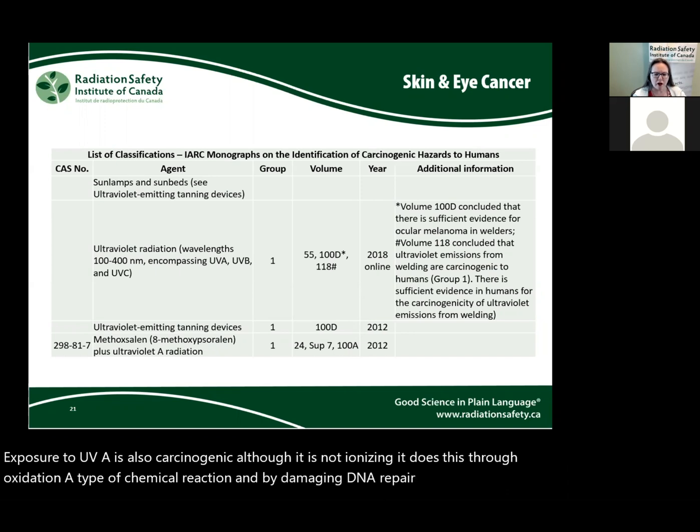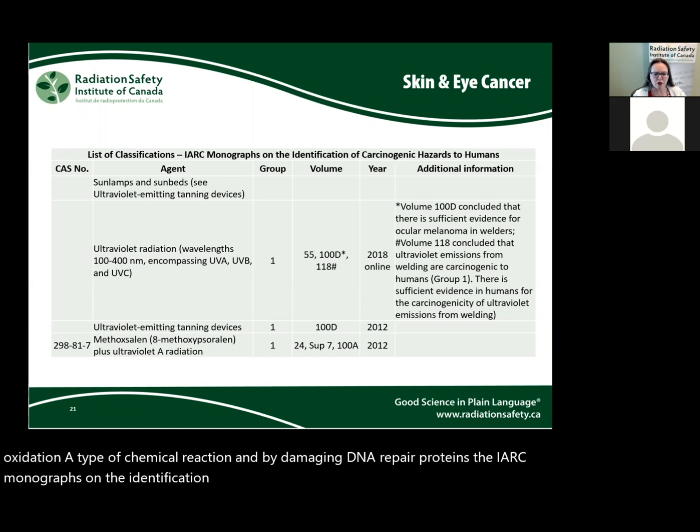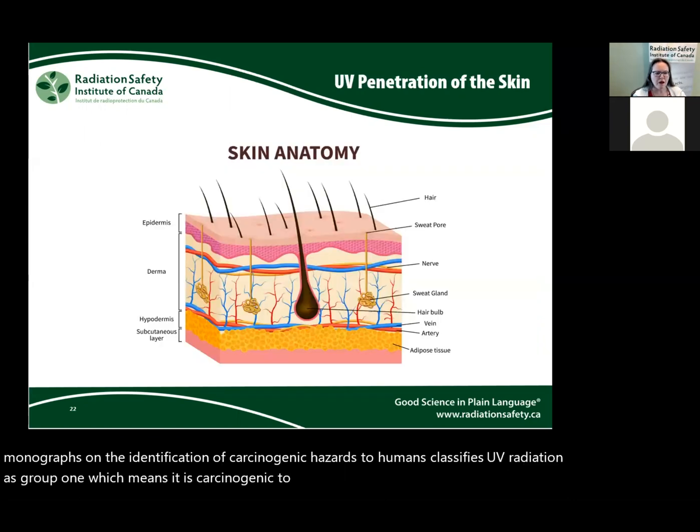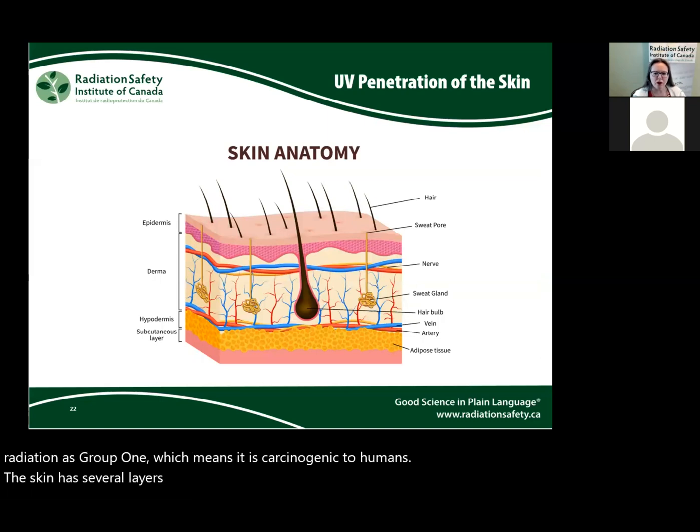The IARC monographs on the identification of carcinogenic hazards to humans classify UV radiation as group 1, which means it is carcinogenic to humans. The skin has several layers. The depth of penetration of ultraviolet light depends upon how much it interacts with the electrons in the skin.